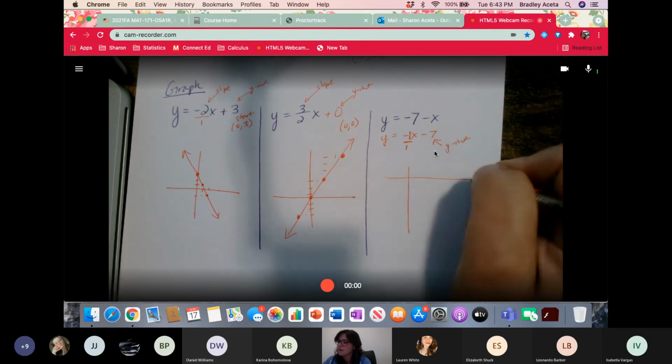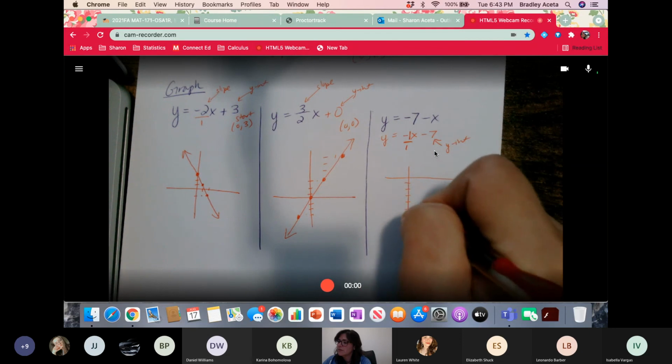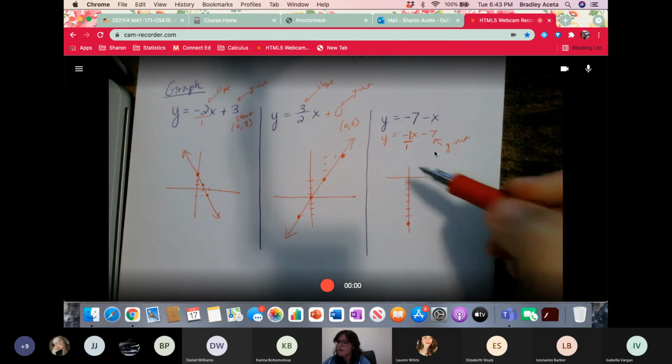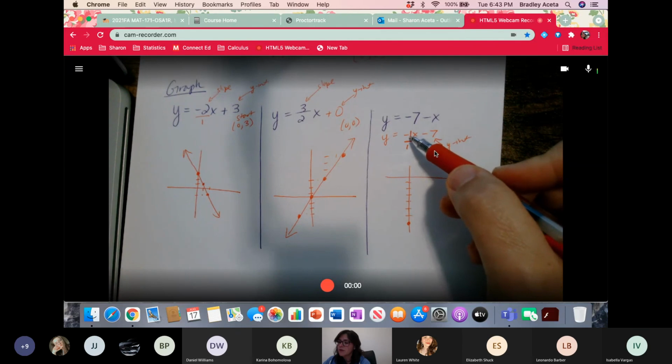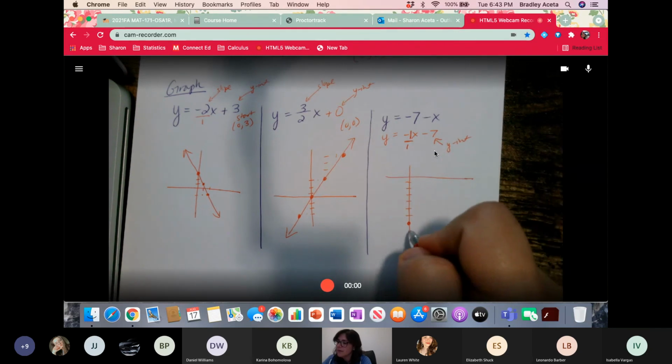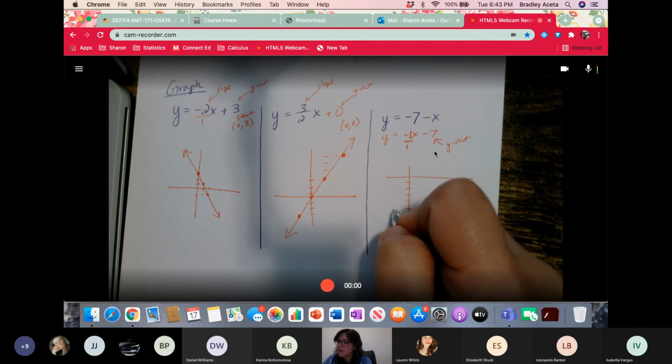It's kind of down here, actually. 1, 2, 3, 4, 5, 6, 7. And I'm going to go in the direction of my slope. So I'm going to go down 1, right 1, down 1, right 1. Because again, I like to put my negative always, always, always on top. Down 1, right 1, down 1, right 1. Or the opposite direction, up, left, up, left.